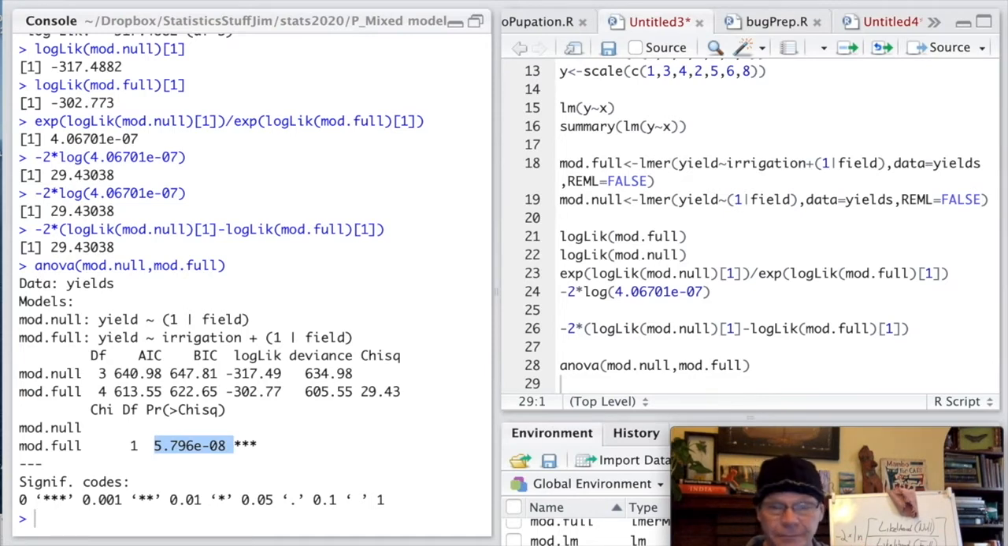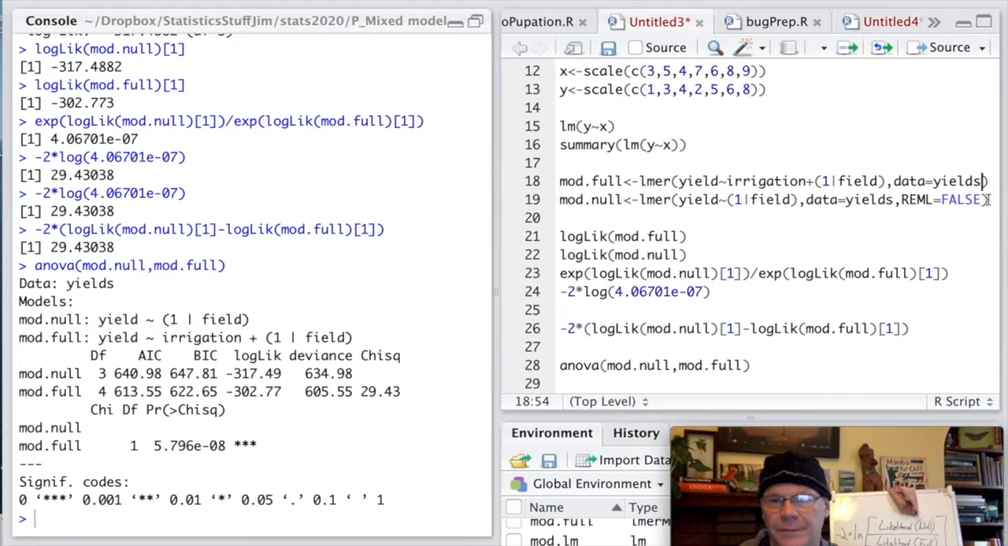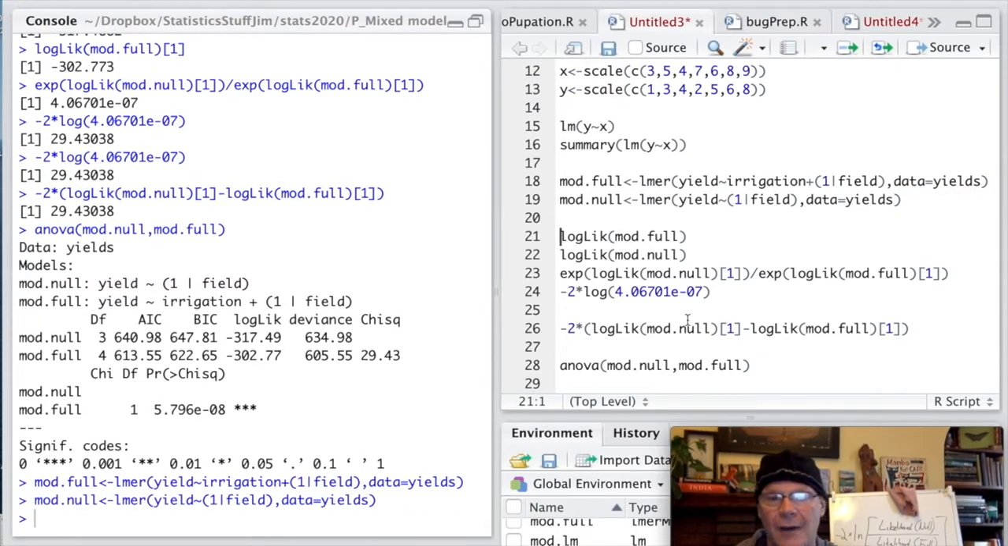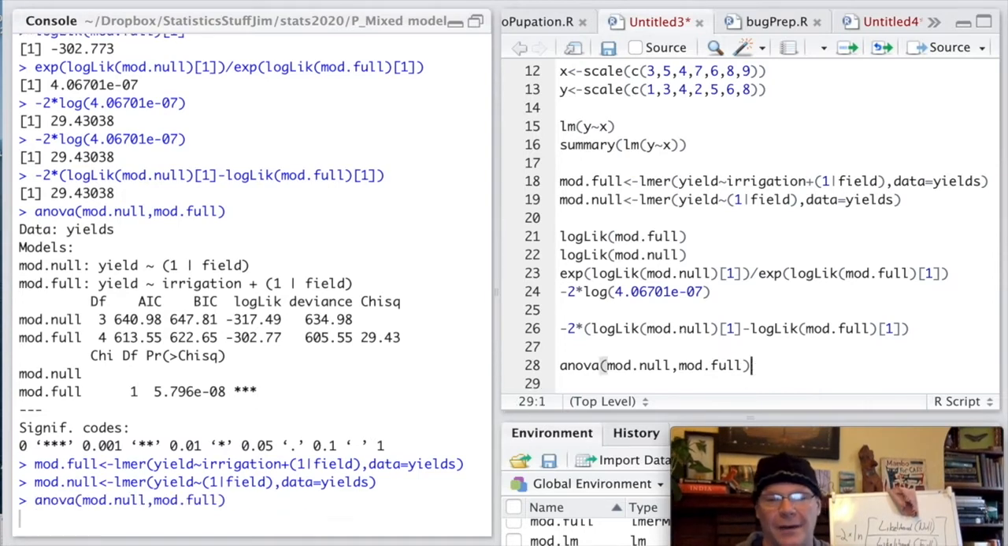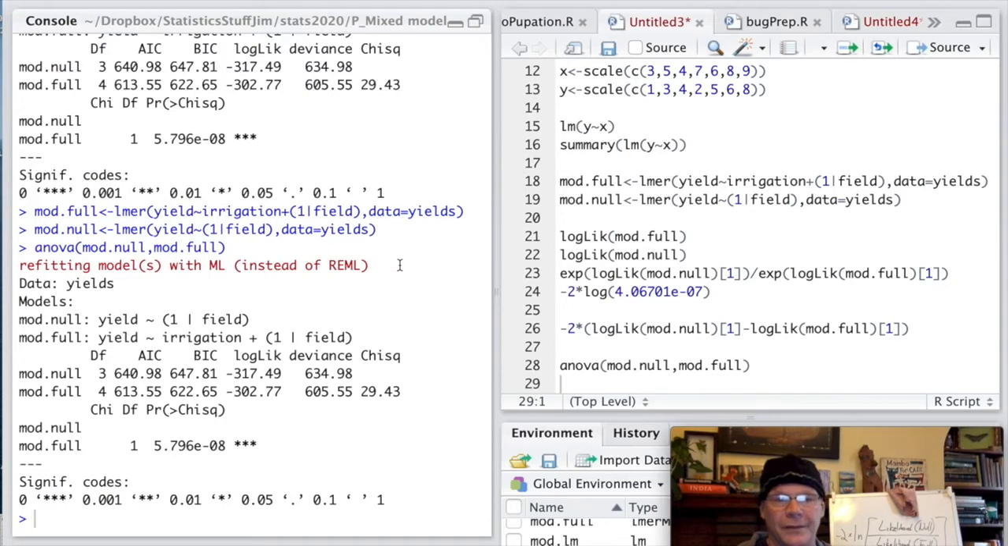If we had not said REML equals false, just to illustrate something, I'm going to go ahead and do that. Now I have fit both those models using restricted maximum likelihood or residual maximum likelihood, where we're only using the likelihood for the error structure, but we're not using the likelihood for the fixed part of the model. If I then were to compare those models, we will get this announcement from R telling us it's going to refit those models using ML.